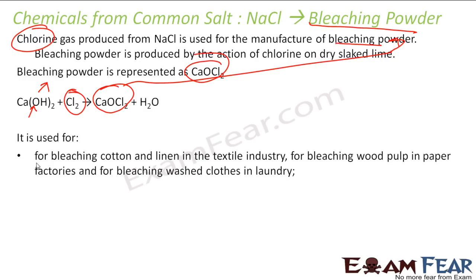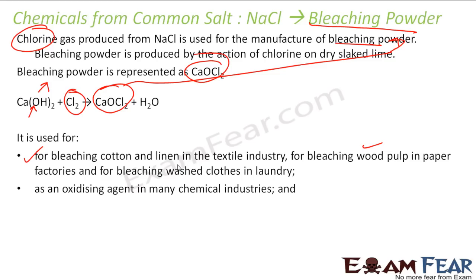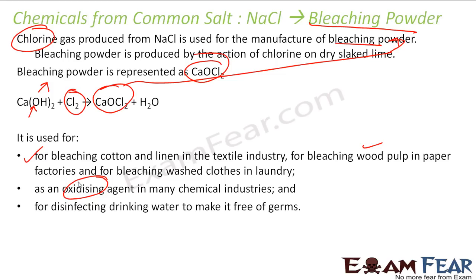This bleaching powder is used for bleaching cotton in the textile industry, bleaching wood pulp in the paper industry, and for bleaching washed clothes in the laundry also. It is used as an oxidizing agent in many chemical industries, and it is also used for disinfecting drinking water. A lot of the time the water gets germs, so this is used to get it free from germs. All the germs get killed when you pass the chlorine gas, right? So that is the use of bleaching powder.